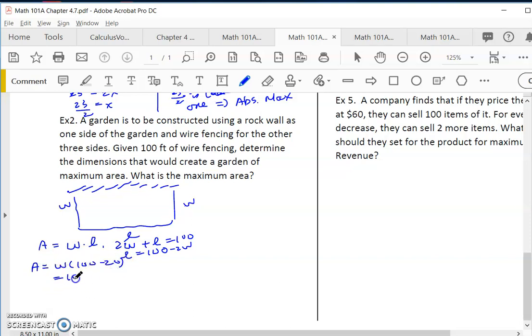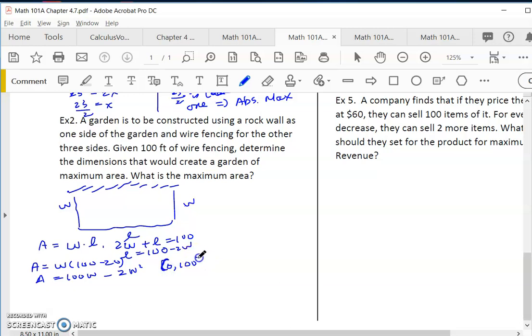Multiply it out: 100W minus 2W squared. So this is A. What is possible? What is the maximum possible width? Because I have only 100 feet of wire fence, the length of it could be from 0 to 100, right? So now it should actually be an open parenthesis.